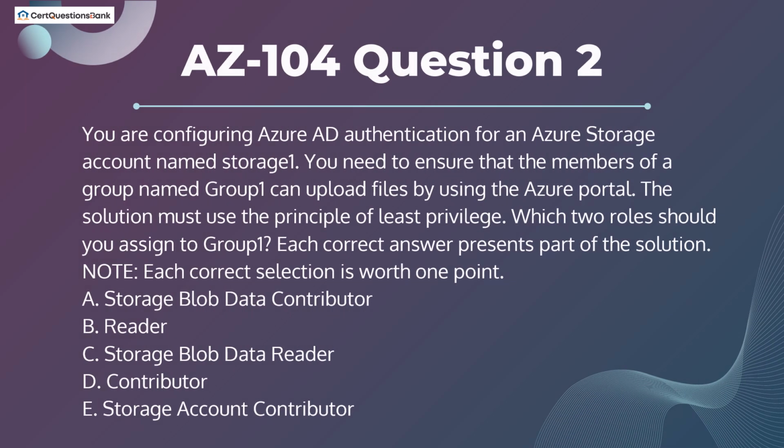You are configuring Azure AD authentication for an Azure storage account named Storage1. You need to ensure that the members of a group named Group1 can upload files by using the Azure portal. The solution must use the principle of least privilege. Which two roles should you assign to Group1? Each correct answer presents part of the solution. Note: each correct selection is worth 1 point.